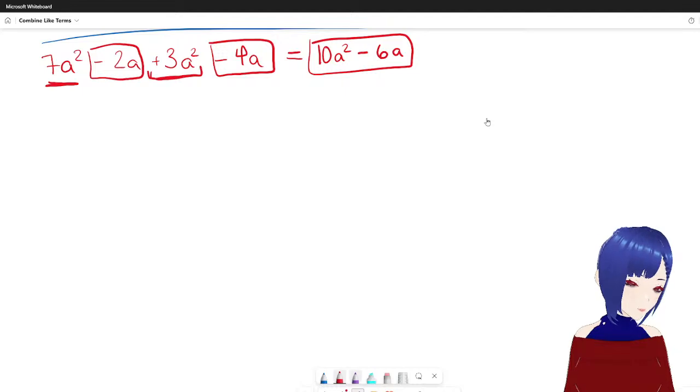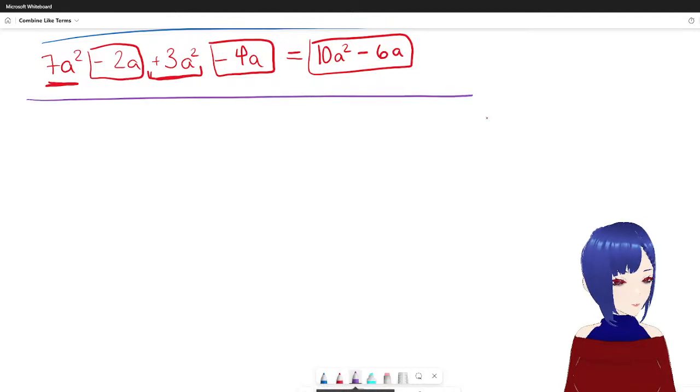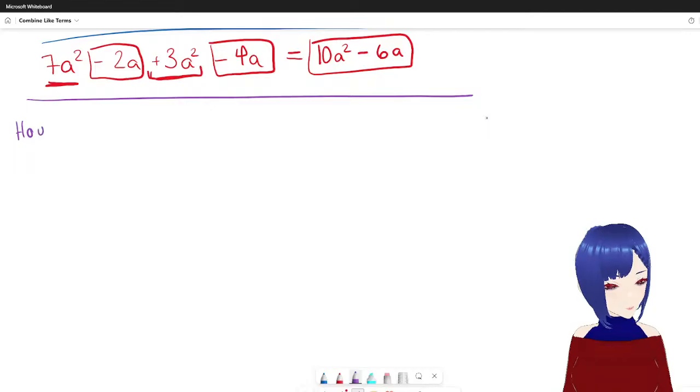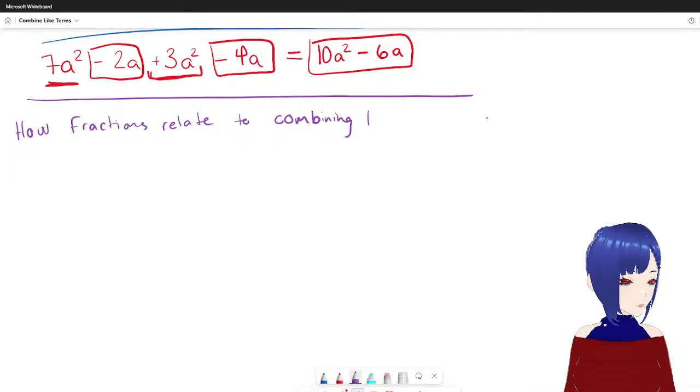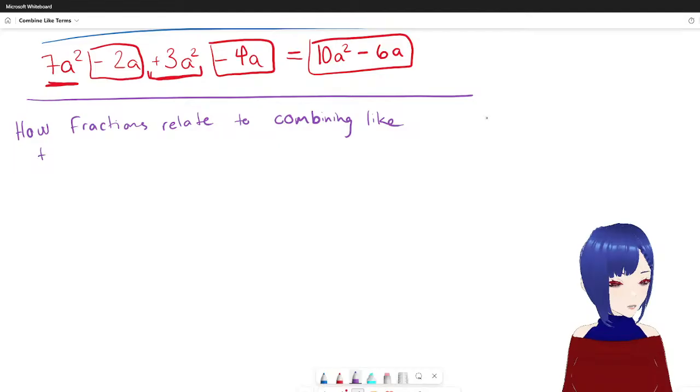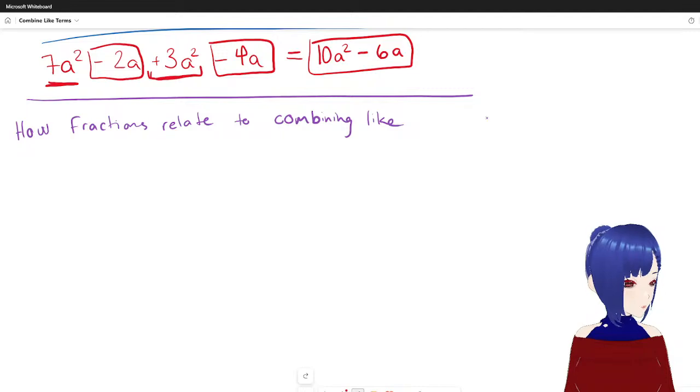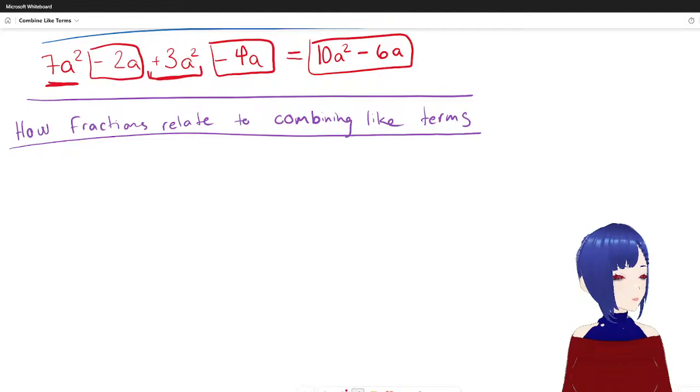So how do we open this? Let's start with this. So how fractions relate to combining like terms. We'll have to just put that one word on the next one. So how fractions relate to combining like terms.